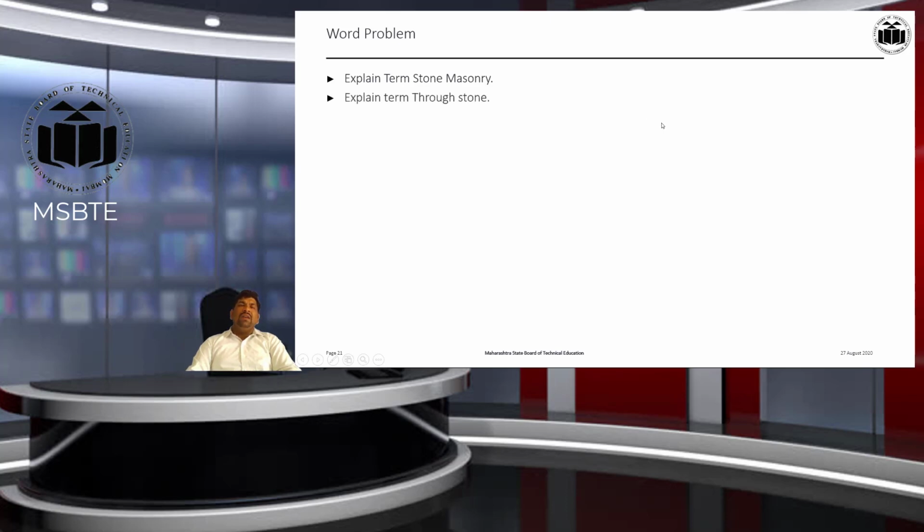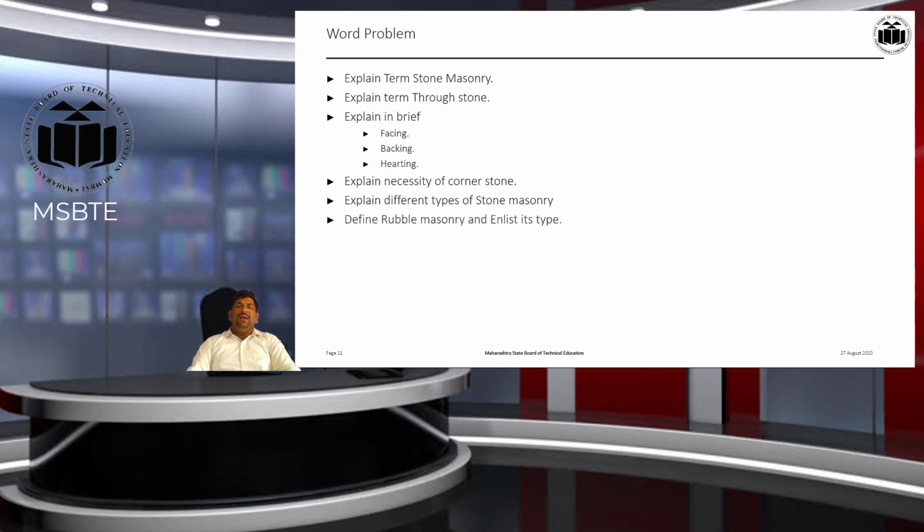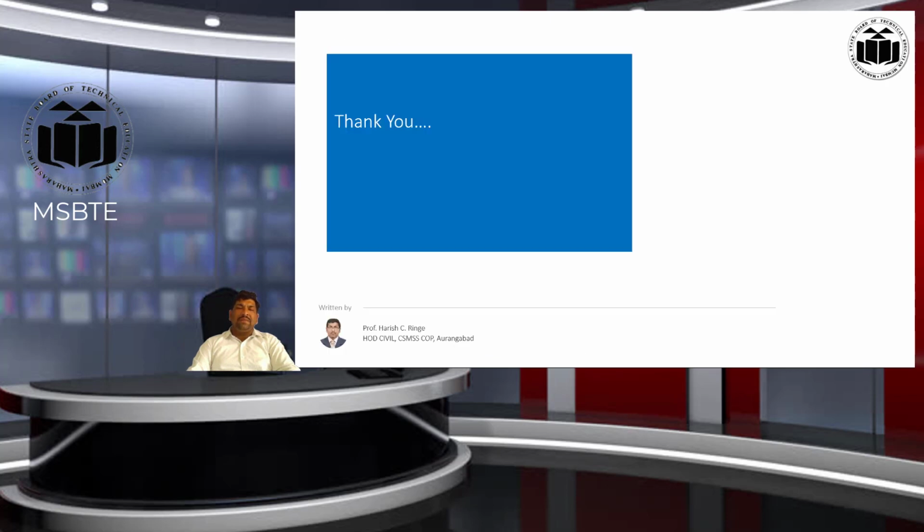Second, explain the term through stone. The third question is explain in brief facing, backing and hearting. The next question is explain necessity of cornerstone. Then explain different types of stone masonry. Then define rubble masonry and enlist its types. Next, define ashlar stone masonry and enlist different types.